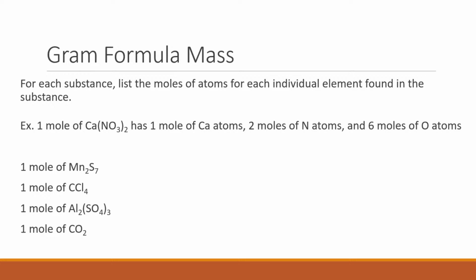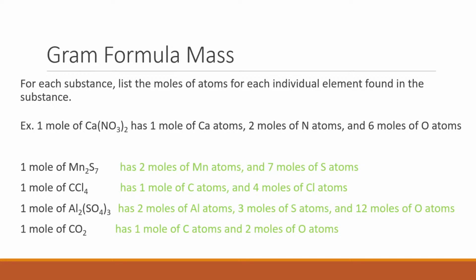When you take each of these things apart, we should end up looking at this. Manganese sulfide. 1 mole of manganese sulfide has 2 moles of manganese atoms and 7 moles of sulfur atoms. 1 mole of carbon tetrachloride has 1 mole of carbon atoms and 4 moles of chlorine atoms. 1 mole of aluminum sulfate has 2 moles of aluminum atoms, 3 moles of sulfur atoms, and 12 moles of oxygen atoms. 1 mole of carbon dioxide has 1 mole of carbon atoms and 1 mole of oxygen atoms.